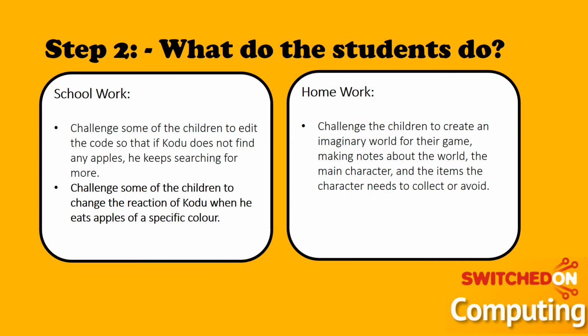So when the students are doing this task, you can challenge them to edit the code so that if Kodu doesn't see any apples, he keeps searching for more. You can also get him to bump into other objects and try and play with the game win and game over functions. But you can also challenge your children to look at different color apples to have different reactions. So if he eats a brown apple, he can say, oh, that was disgusting. But if he eats a green apple, maybe he gets some health or he gets a point.